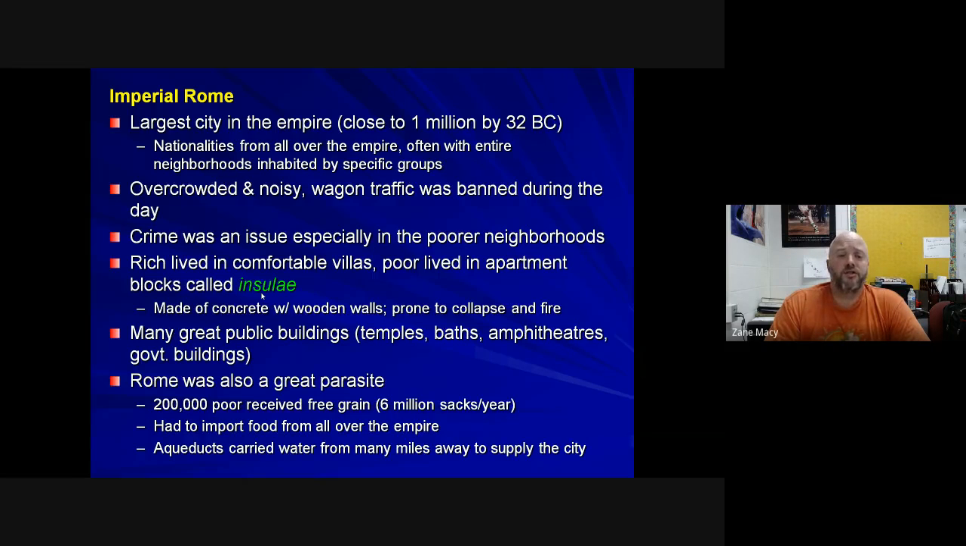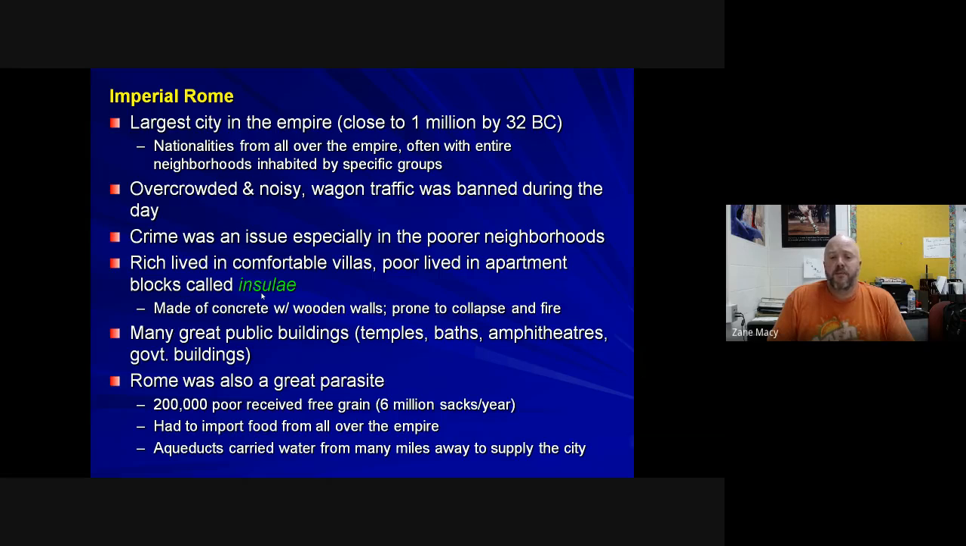Poverty was a big issue. Crime, of course, was a big issue as well. More so in the poorer neighborhoods, but anywhere where there was a large population, a large crowd at any given time, crime is going to be an issue. The rich lived in, I refer to them as comfortable villas. They would have estates within the city, just outside of the city, plenty of room to spread out, whereas the poor are going to be cramped into apartment blocks called insula.